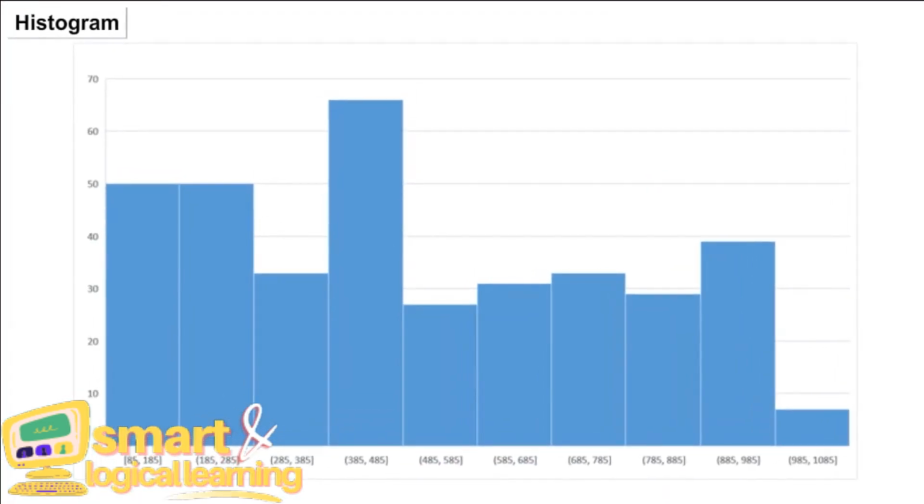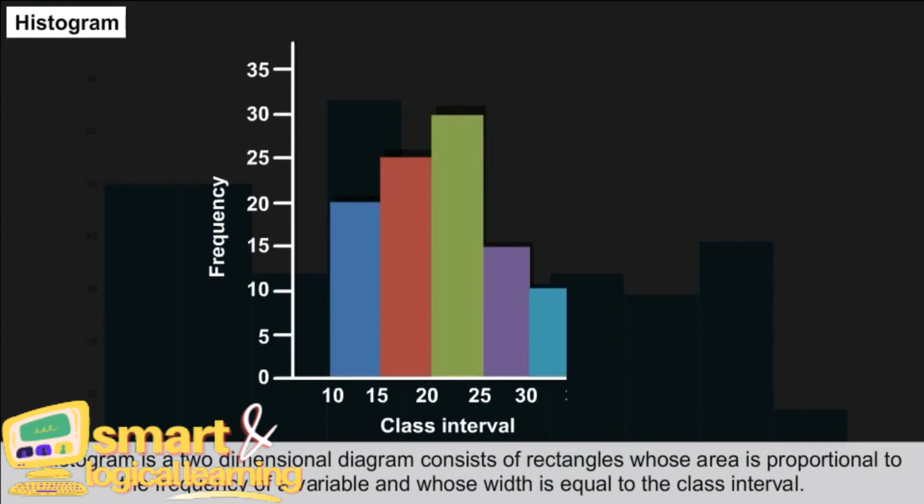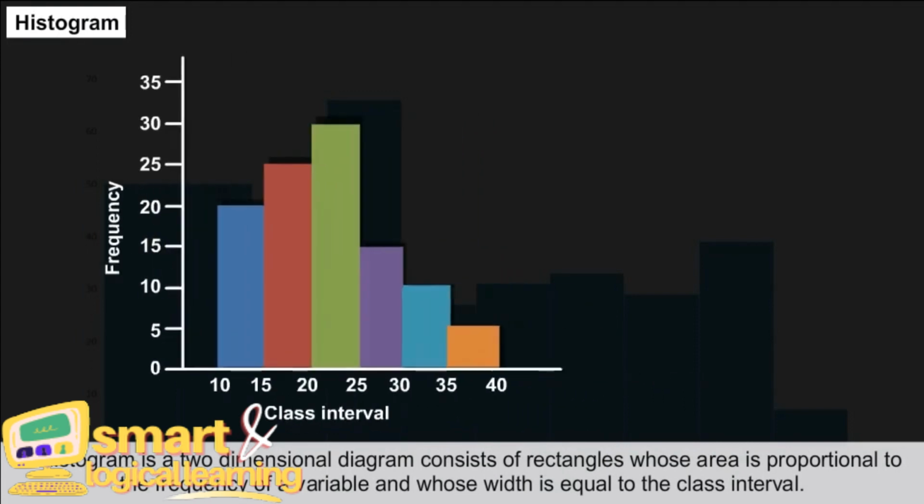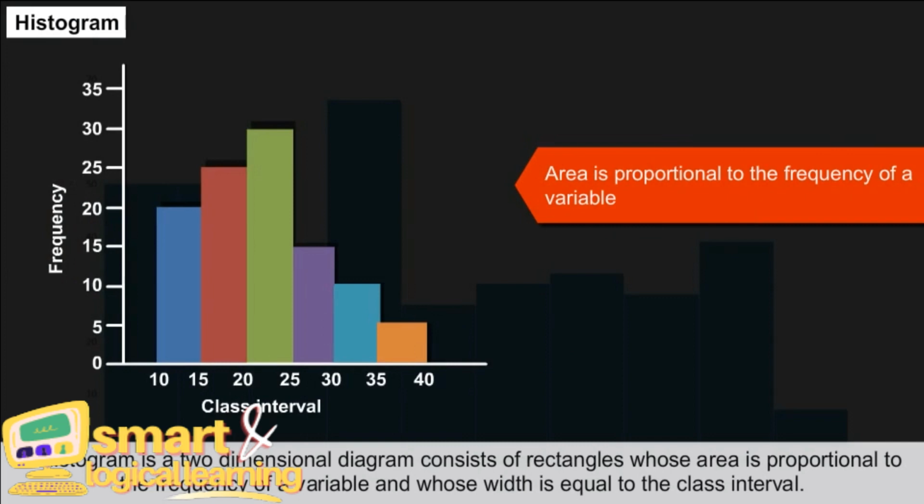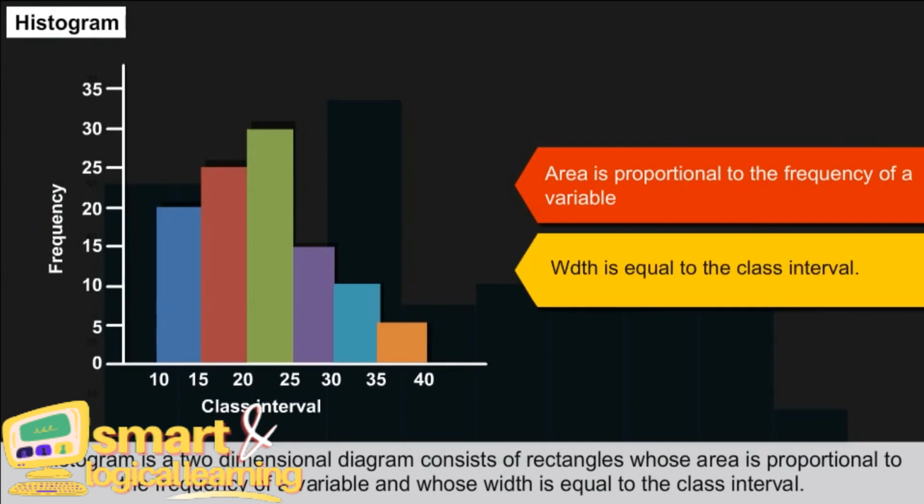Histogram. A histogram is a two-dimensional diagram, consisting of rectangles whose area is proportional to the frequency of a variable and whose width is equal to the class interval.